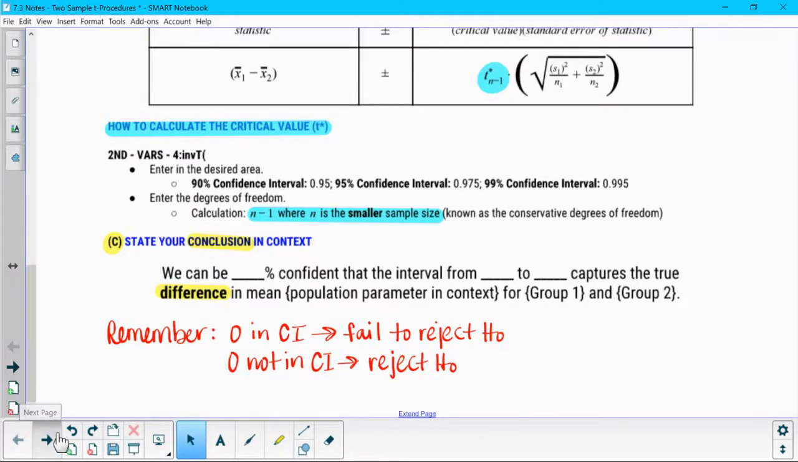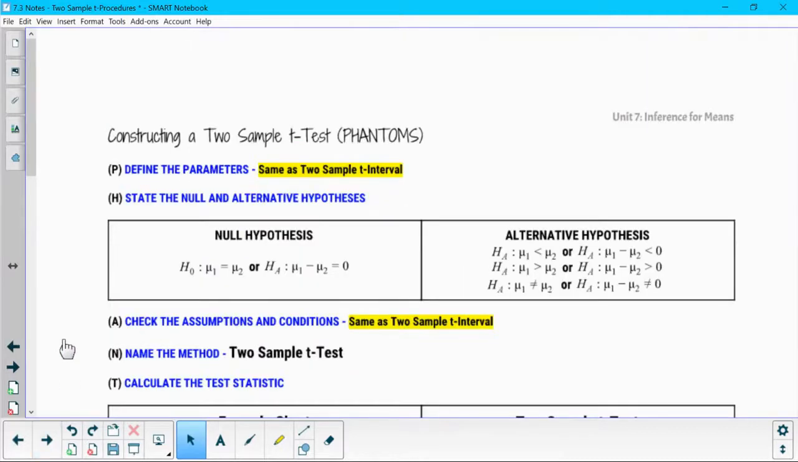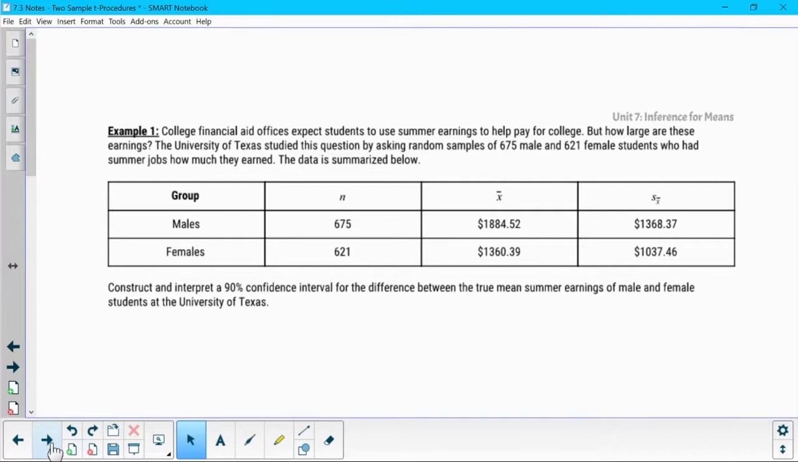So I'm going to go ahead and skip over our t-test for now, and go to the example involving confidence intervals since that's what we just covered. College financial aid offices expect students to use summer earnings to help pay for college. But how large are these earnings?